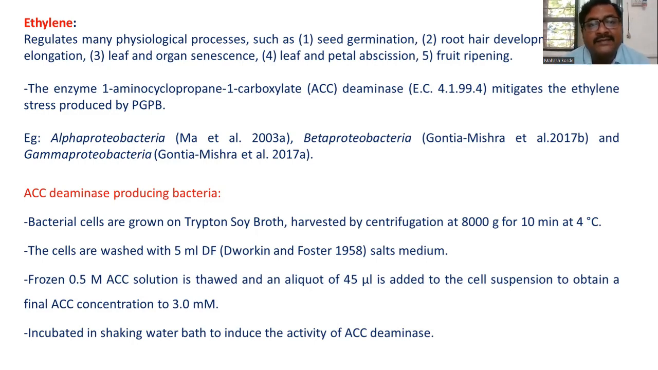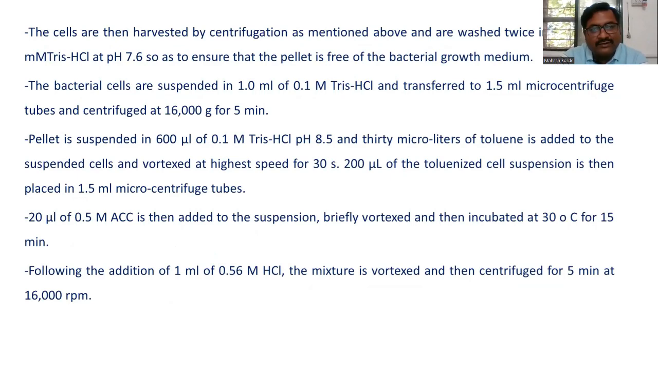So to minimize the production of ethylene, ACC deaminase converts ACC, that is 1-aminocyclopropane-1-carboxylate, to ammonia and alpha-ketobutyrate. So there are some ACC deaminase producing bacteria present in nature. So this is the general procedure for isolation of ACC deaminase producing bacteria.